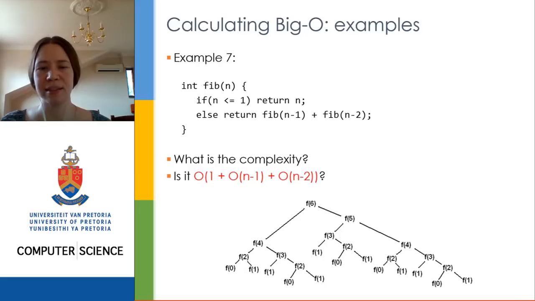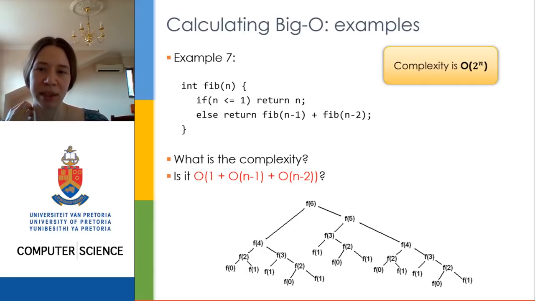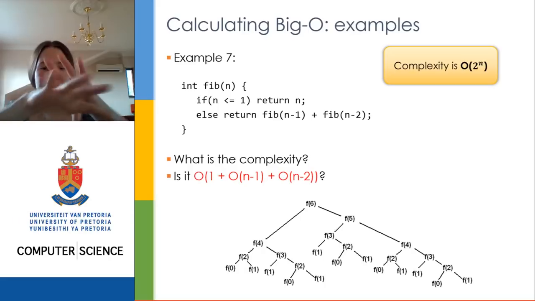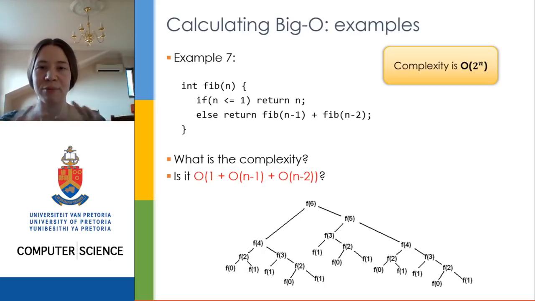What do you think, how can this complexity be expressed? Well, clearly, if we keep multiplying by 2, we are looking at powers of 2. That kind of complexity is known as exponential. So the big O of this particular piece of code is O of 2 to the power of n. Just because I have this branching tree, it means that I will quickly have lots and lots of function calls, even if my n is quite small.